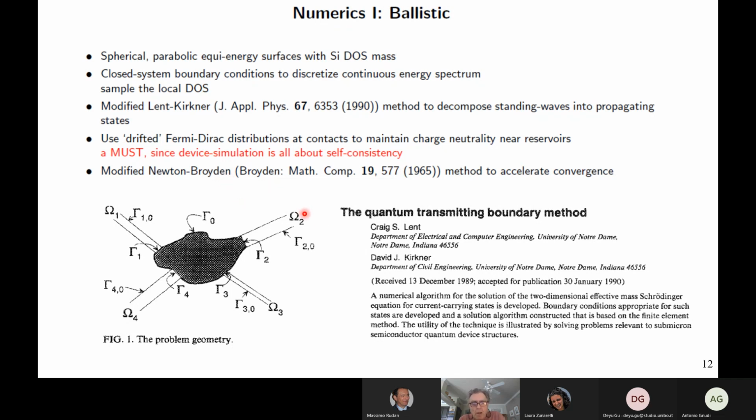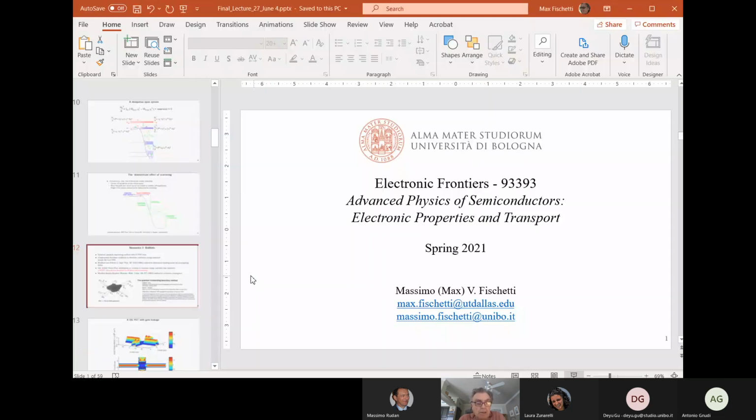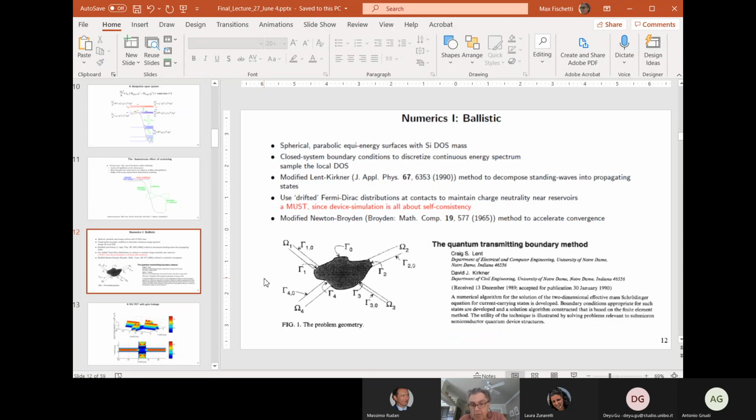fast. Okay, so this is what you use in 2 dimensions. In 3 dimensions it will be just an even more complicated extension of this problem, more complicated from a numerical point of view, algebraic and numerical, but conceptually it is the same.